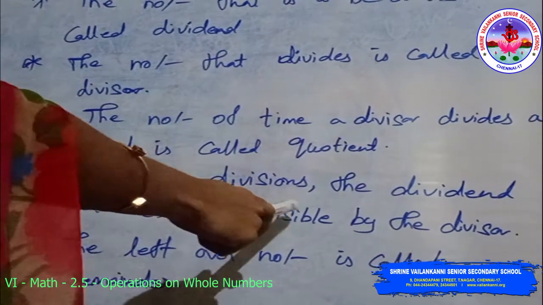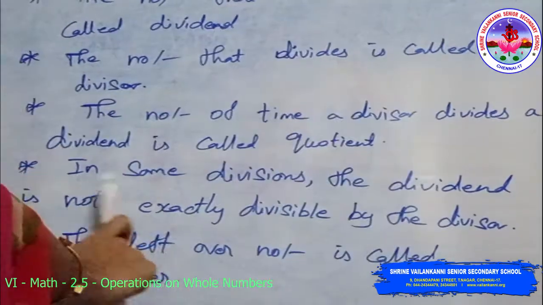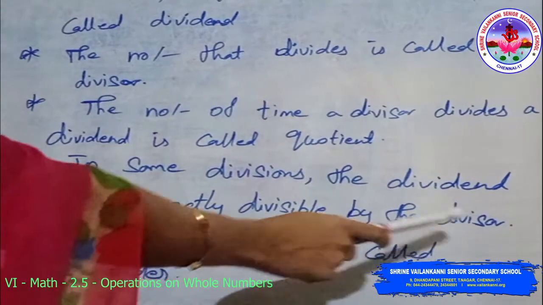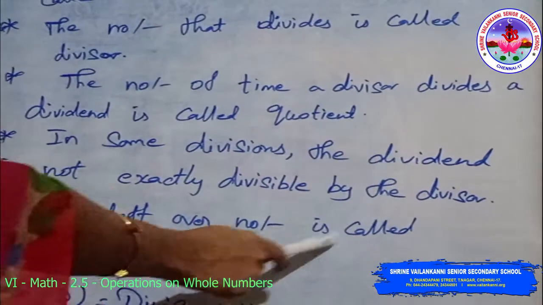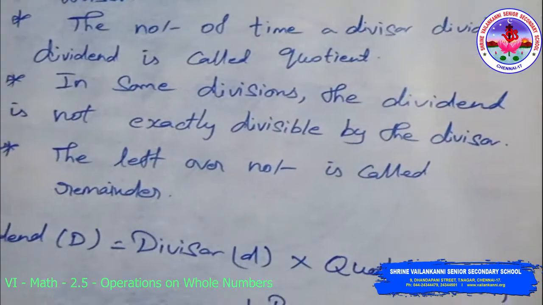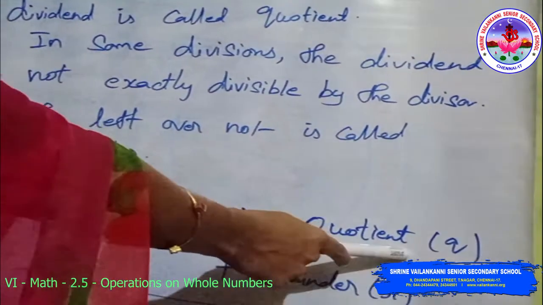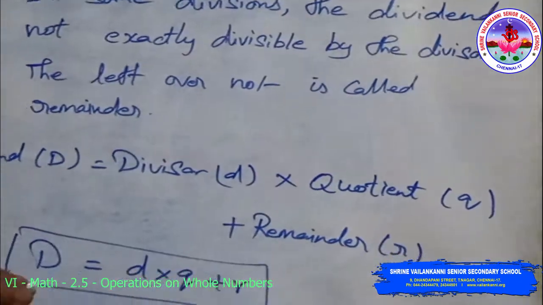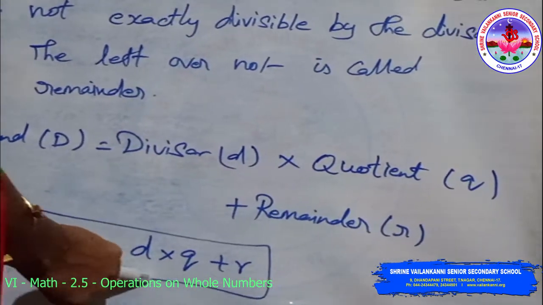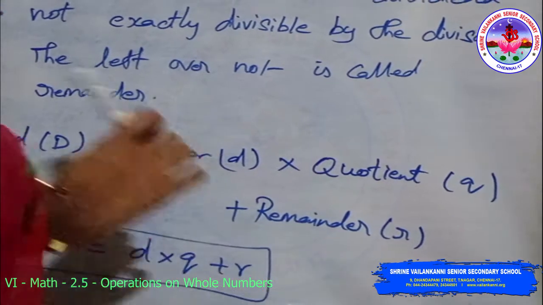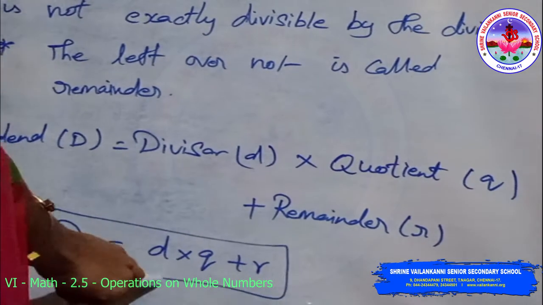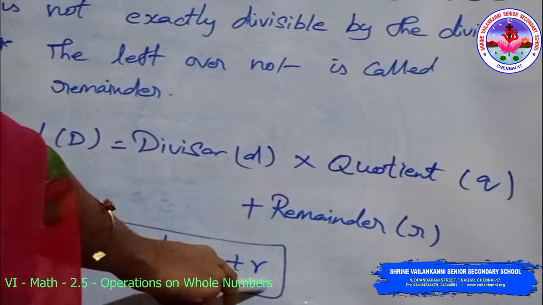In some divisions, the dividend is not exactly divisible by the divisor. The leftover number is called the remainder. The formula is: dividend is equal to divisor into quotient plus remainder. That is, capital D is equal to small d into Q plus R. This is dividend, divisor, quotient and remainder.